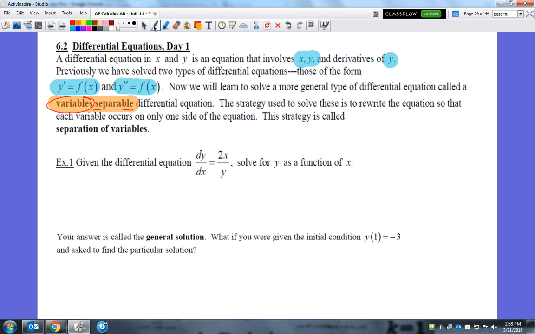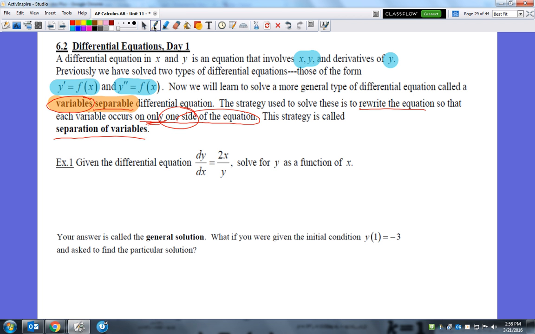And basically, you're trying to separate the variables just like it says. The strategy to solve these is to rewrite the equation so that each variable occurs on only one side of the equation, and it's called separation of variables. So the way we're going to rewrite this is we're trying to get all of one variable on one side. Okay, so only on one side.